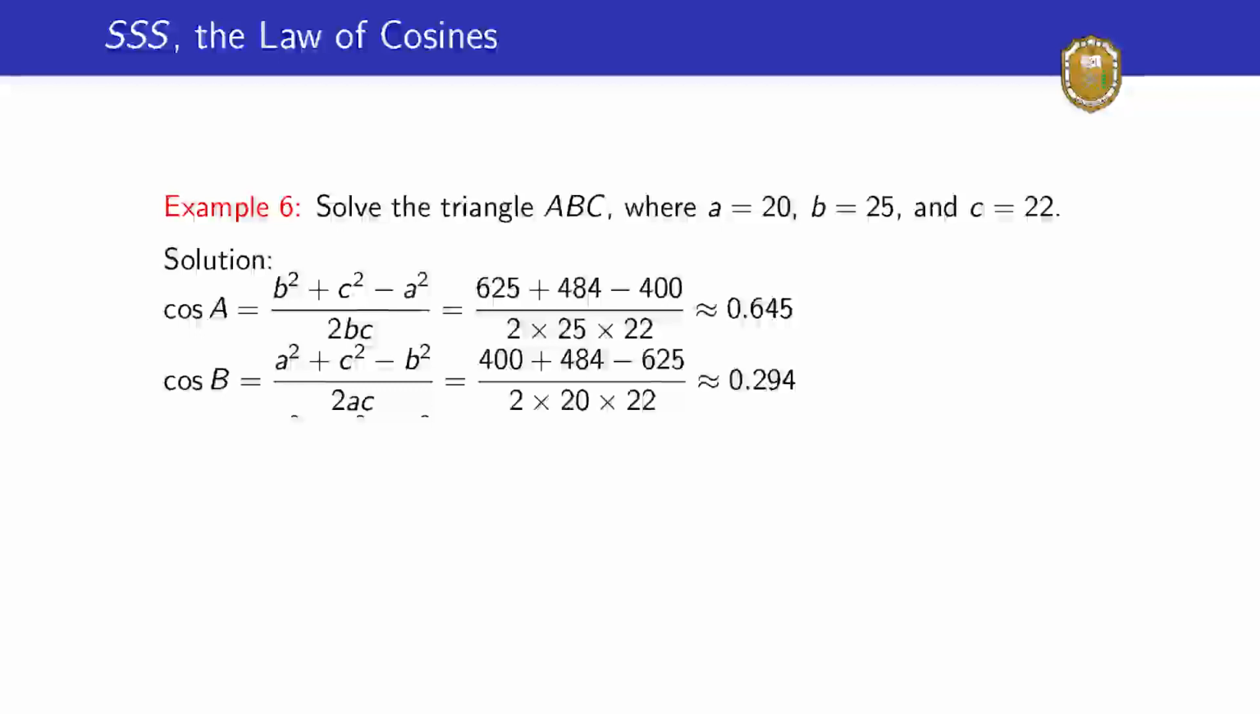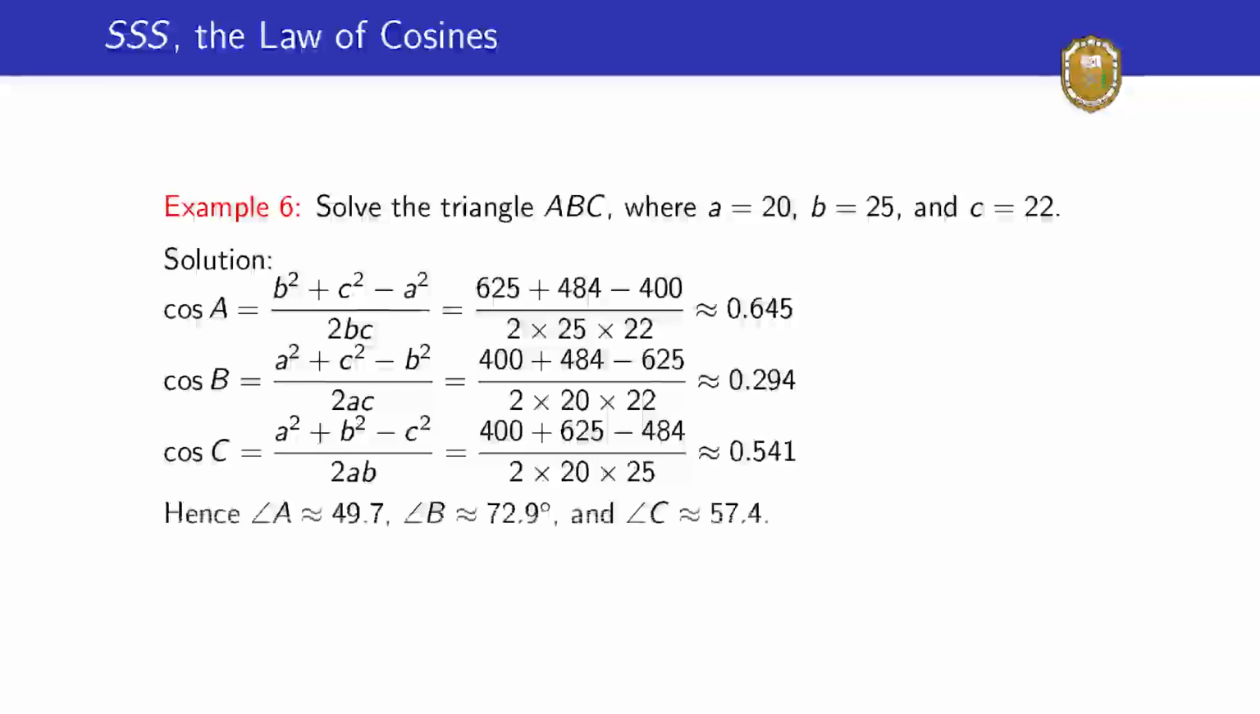But you can also get angle C using the law of cosines as indicated here. We have that cosine C is equal to a square plus b square minus c square divided by 2ab, and that will give you approximately 0.541. And so that tells you that C is an angle whose cosine is approximately 0.541, and so C is the angle which is approximately equal to 57.4 degrees.